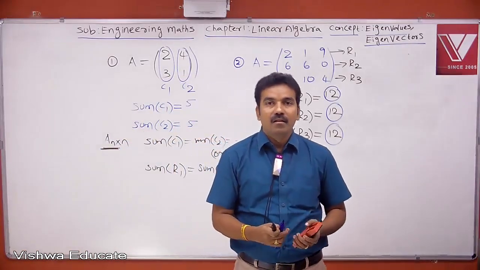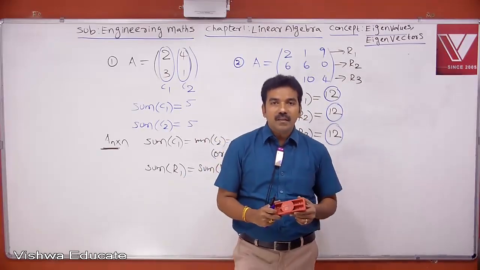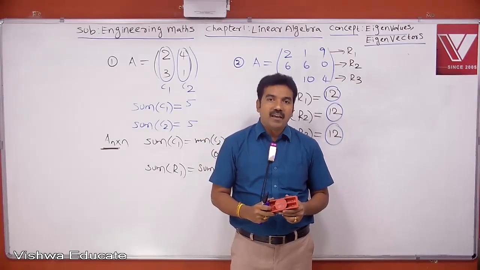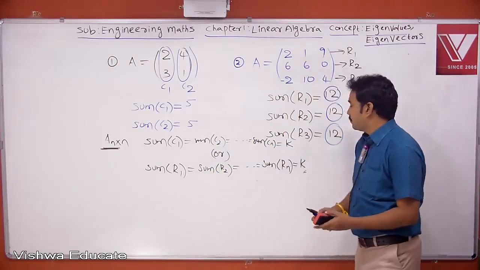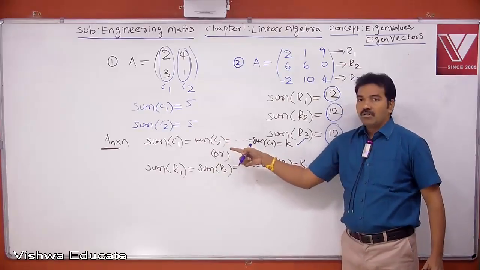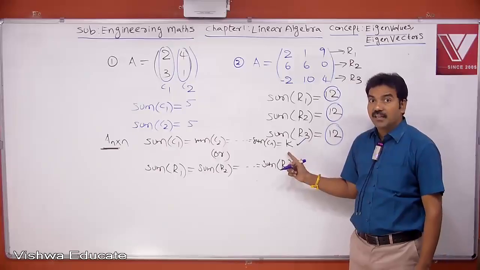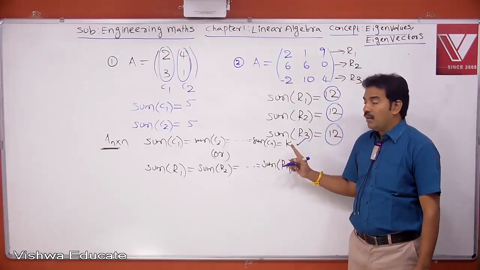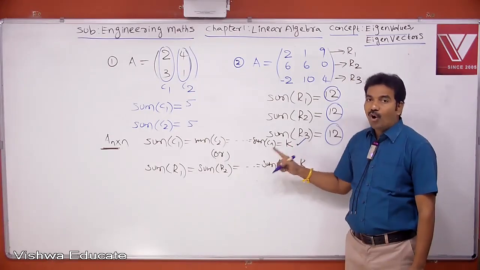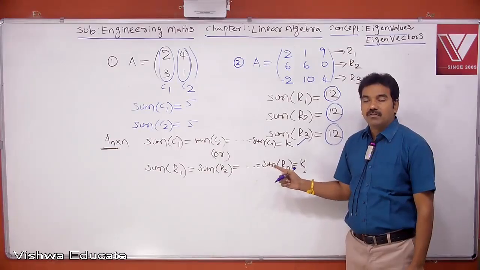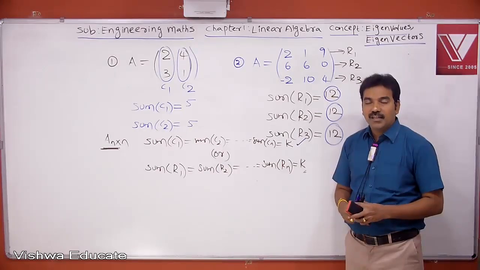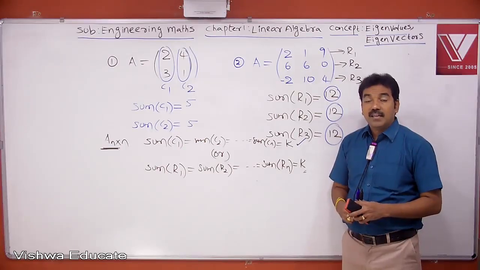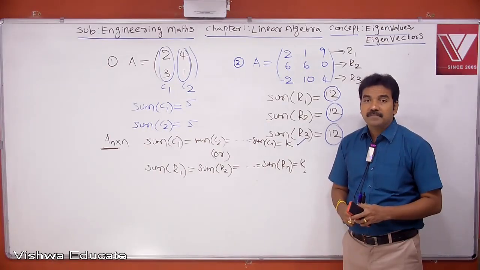Note this point. If A is an n cross n real matrix such that sum of C1 equal to sum of C2 equal to and so on equal to sum of Cn equal to k, or sum of R1 equal to sum of R2 equal to and so on equal to sum of Rn equal to k, for some constant k, then k is one of the eigenvalues of A.